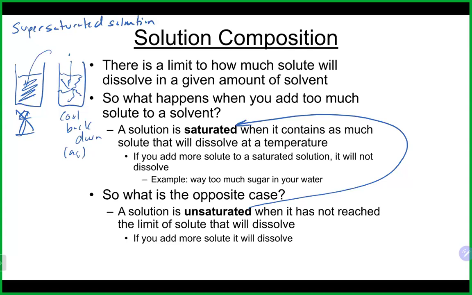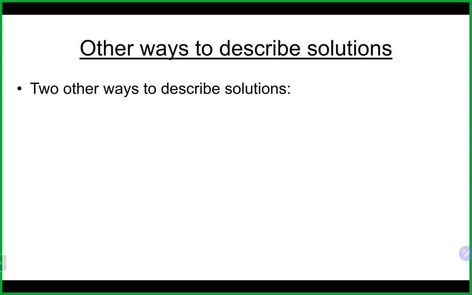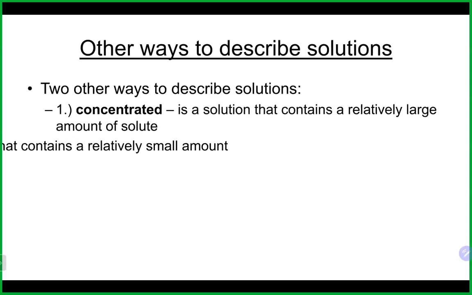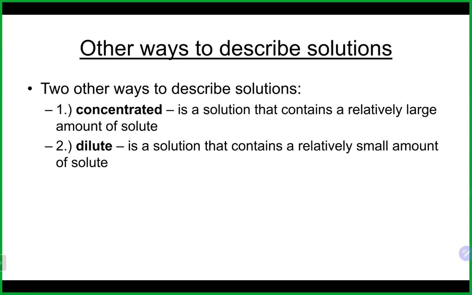So that's a supersaturated solution, where you have way too much solute dissolved in a solvent at a given temperature, and it's usually fairly unstable and will want to precipitate out as a solid. Other ways we describe solutions are concentrated or dilute. A concentrated solution contains a relatively large amount of solute, the stuff dissolved in the solution. A dilute solution contains a relatively small amount of solute. You usually have more solvent than solute, so a little more water, for example, than the stuff that's dissolved in there.